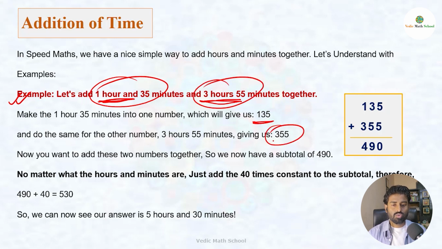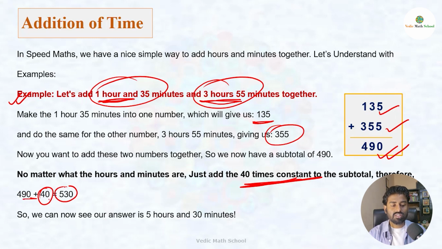Now these two numbers, 135 and 355, we add. After adding them, you can see that we got 490. This 490 is not actually the answer. First you have to add 40 to this 490. You may ask what this 40 is. This 40 is called the time constant. Every time, whatever value you get after addition, you have to add 40 to it. So after adding 490 plus 40, I got 530, and this is the actual result.